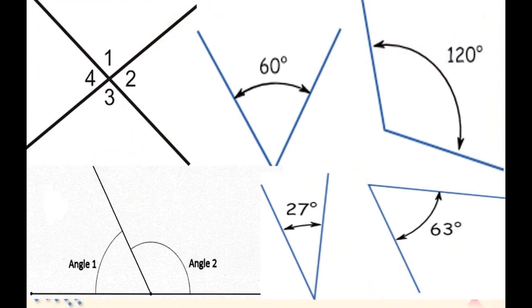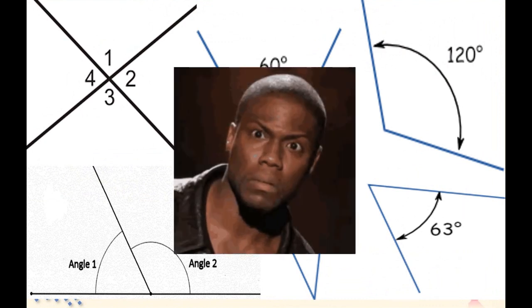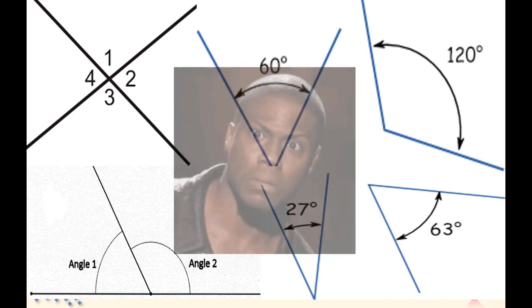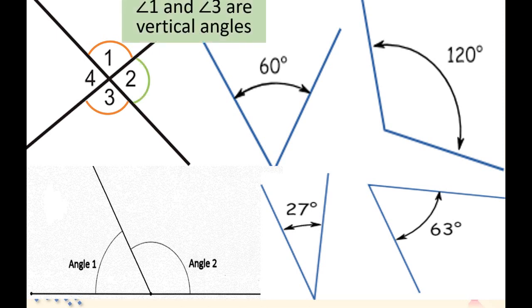Fourth, angles? Seriously? Does that picture show relationship? Of course! Relationship also exists in angles. Do you remember what the first set of angles is called? Angle 1 and angle 3 are called vertical angles. Angle 2 and angle 4 are also called vertical angles. They are formed by intersecting lines.